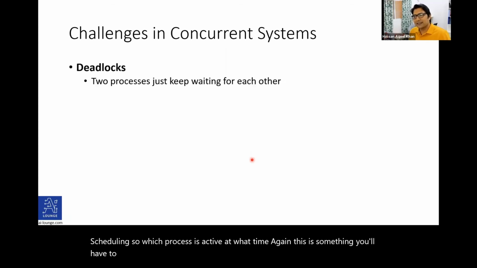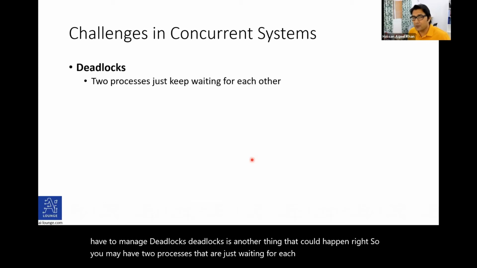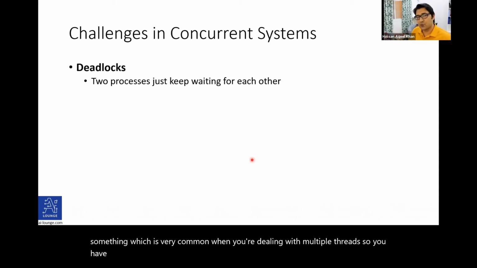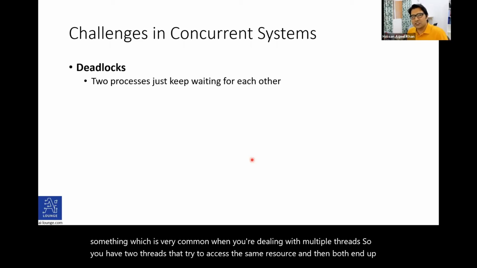Deadlocks. Deadlocks are another thing that could happen, right? You may have two processes that are just waiting for each other. This is very common when you're dealing with multiple threads. You have two threads that try to access the same resource, and then both end up waiting on each other to complete.